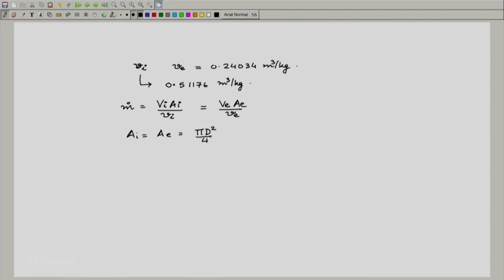We are assuming a diameter here is given, is pi multiplied by 0.2. We are calculating it in meters. So, 20 centimeters is 0.2 meters. So, we use it in meters and we go ahead and get the area here. We substitute the area here, we can substitute this. So, we can get VI is m dot multiplied by specific volume and divided by AI.